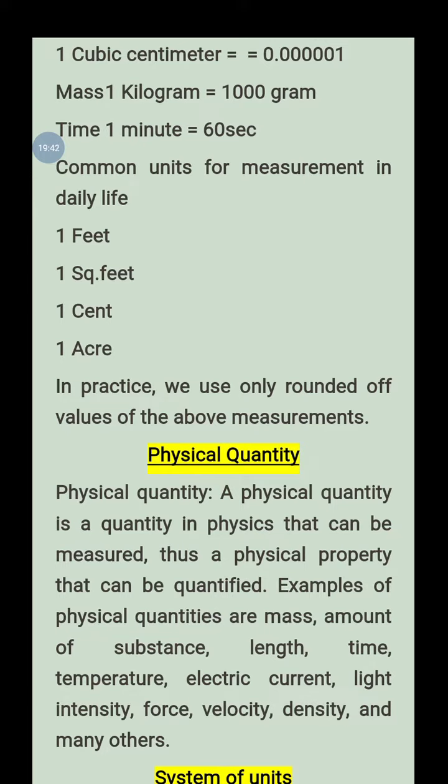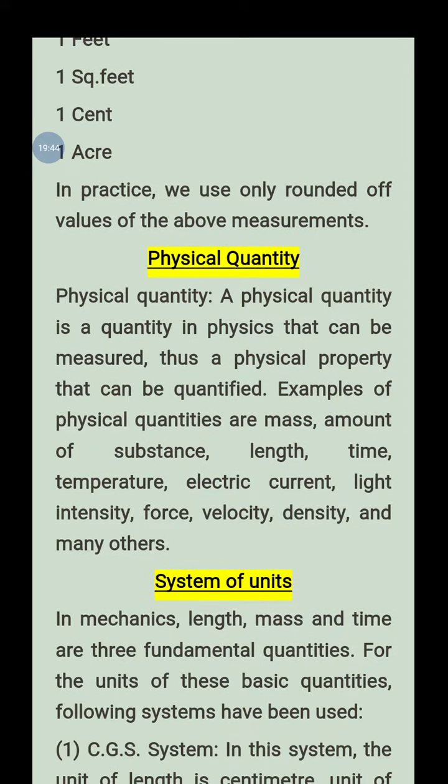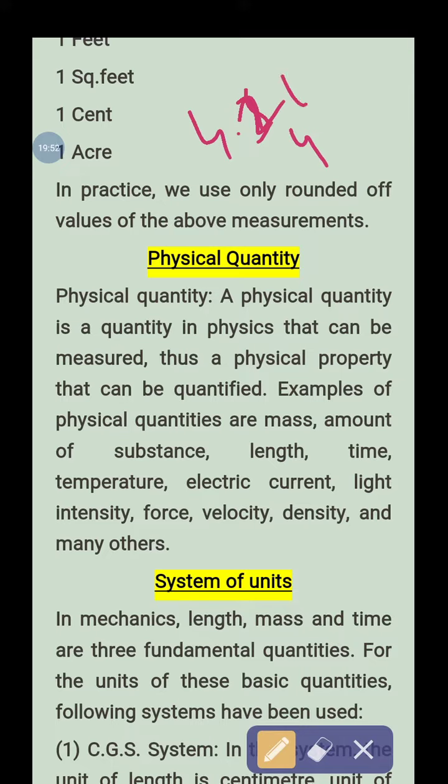In practice we use only rounded off values. Say 4.2, then we use only 4, but 4.7 we use 5. That is the rounded off. We are going to study what is the round off in the next chapter. Okay, value of the above physical quantity.